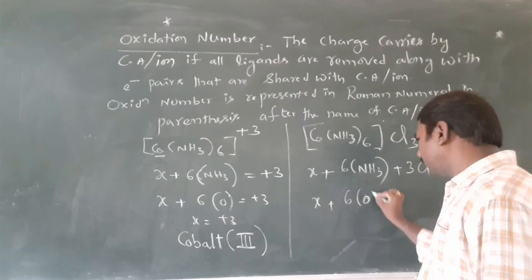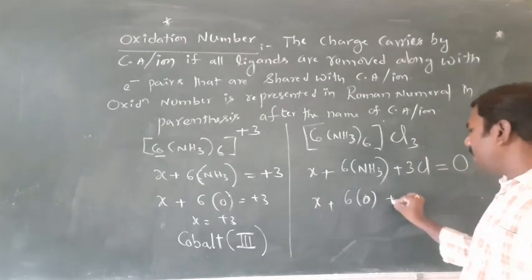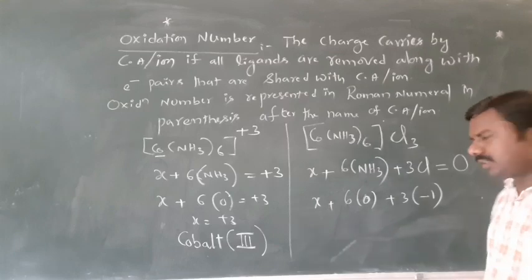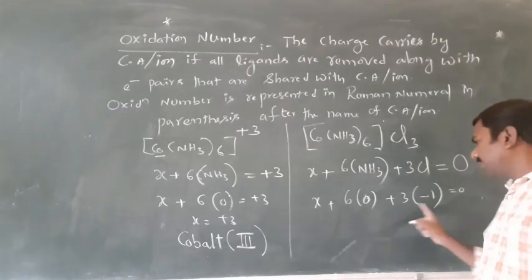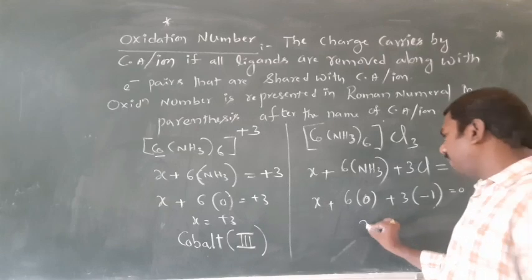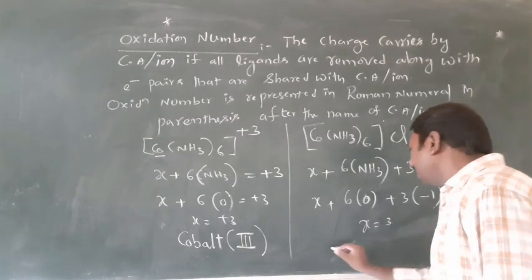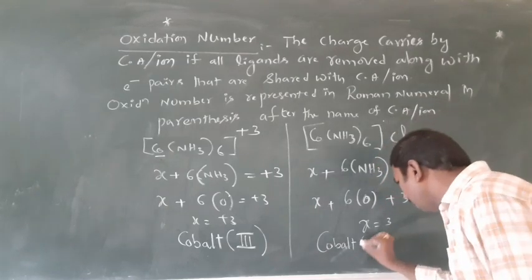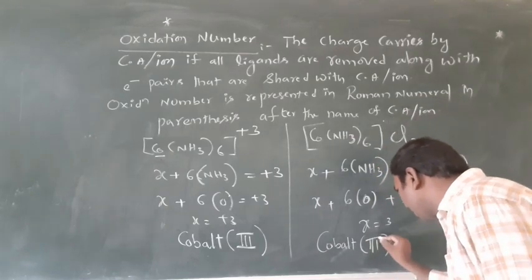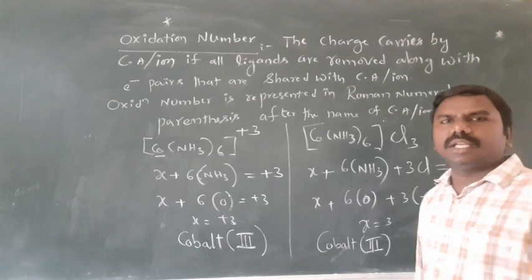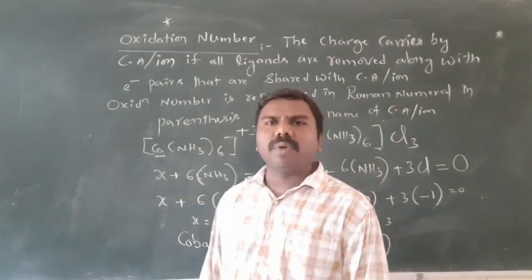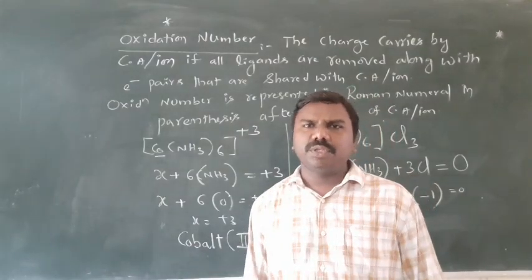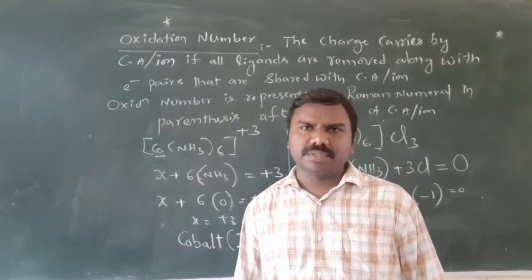That's why it is 0, and chlorine is minus 1, that is 3 Cl minus, equal to 0. X minus 3 equals 0. Finally, X equals 3. It can be written as cobalt(III). The oxidation number must be written in a bracket in Roman numerals. I will explain a few more examples. You need to practice these examples.